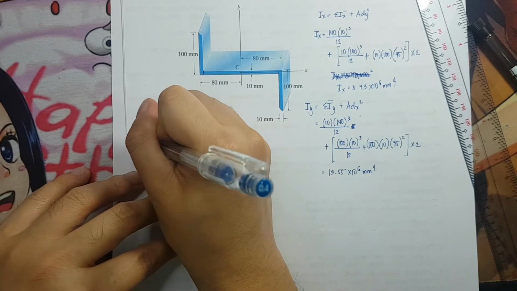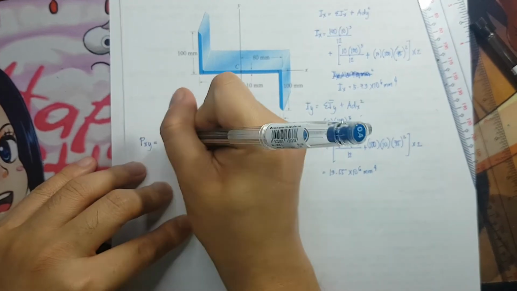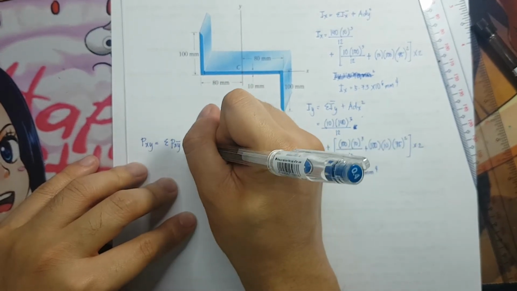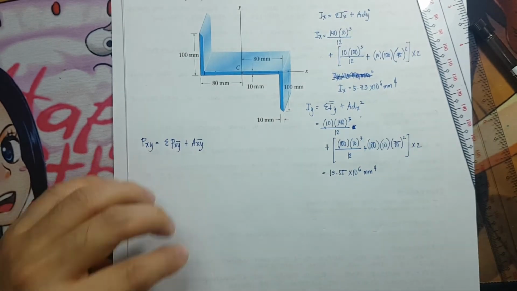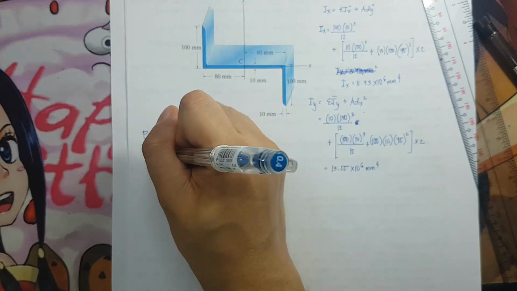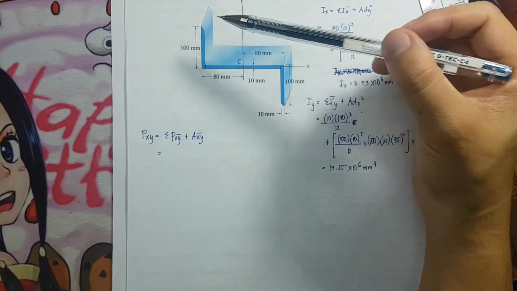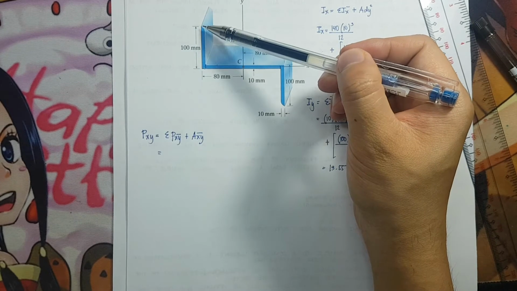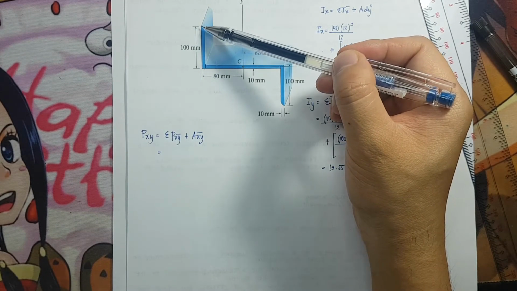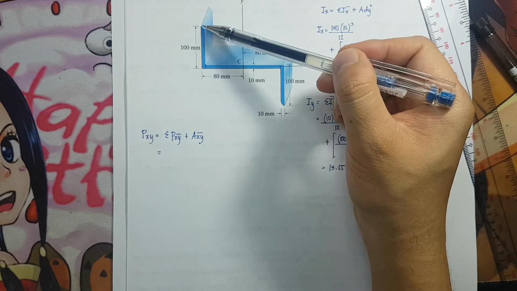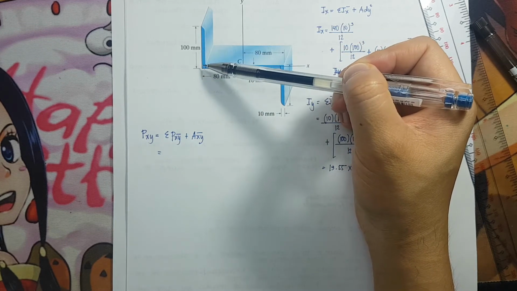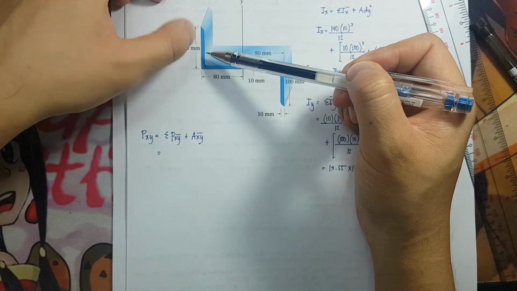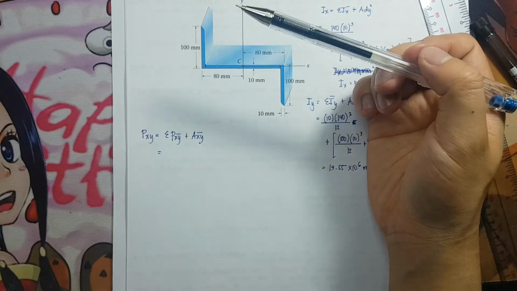Next would be our Pxy. For the product of inertia, Pxy, it is the summation of Pxy bar plus A x bar y bar. Okay, so let's solve. Even though there is a small spandrel-like shape there, we are going to disregard that and consider it as a rectangle. Since it is a rectangle, it is symmetric with respect to the x and y axis, so it is 0.